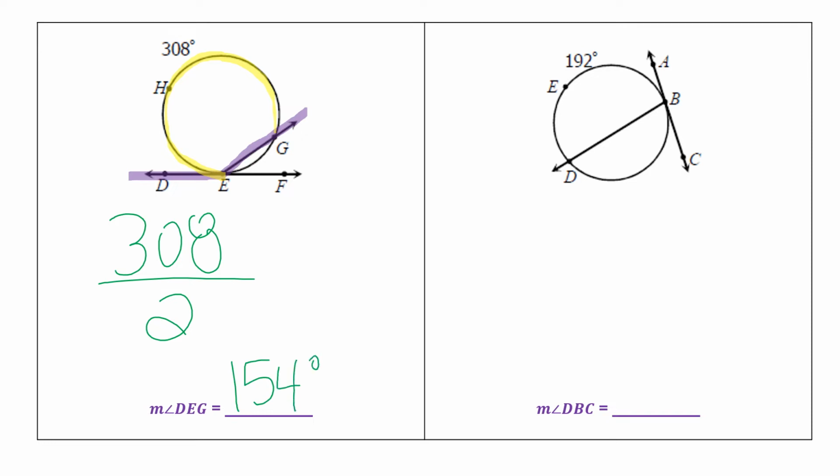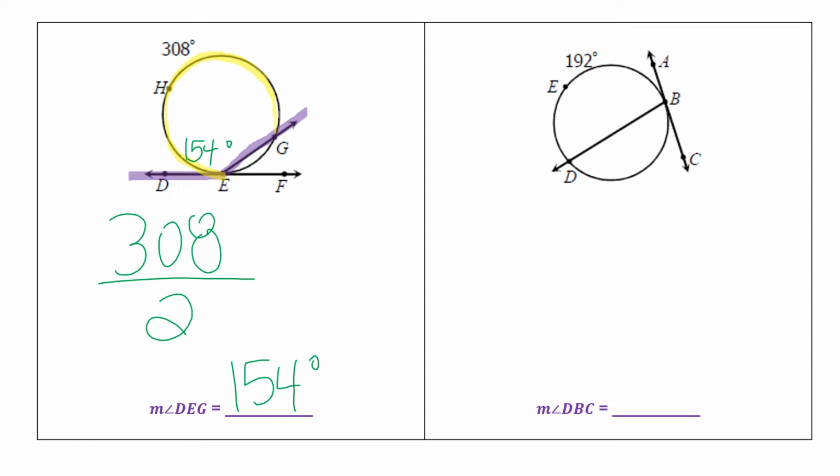Keep in mind that when you have that secant and that tangent intersect, it does create two angles. It creates the one that we just found, DEG, which is 154, and it also creates angle FEG. Those two angles are going to be supplementary because they form a linear pair, so don't forget that you can use that to maybe help you find something that you need as well.